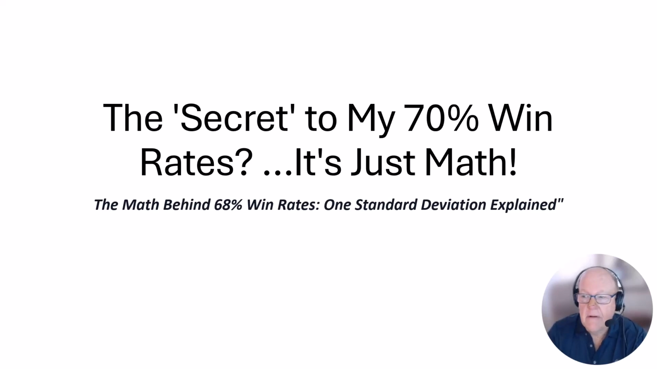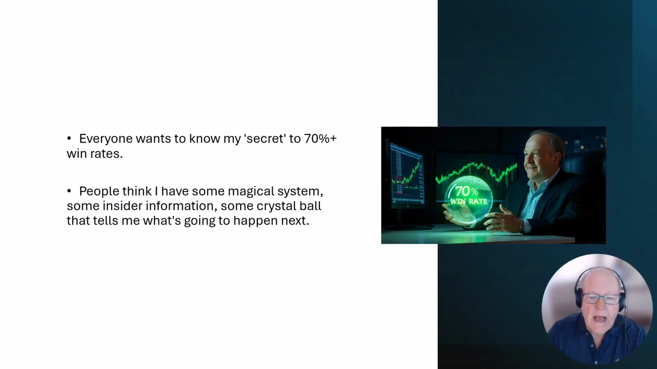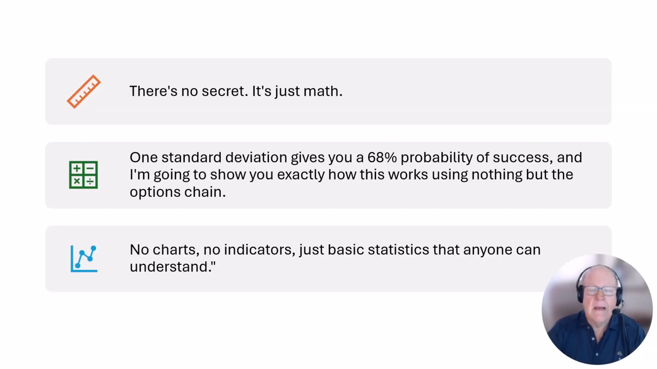Everyone wants to know my secret to 70% win rates. People think I have some kind of magical system, some insider information, or some crystal ball that tells me exactly what's going to happen next. But there is no secret. It's just the math. One standard deviation gives you a 68% probability of success, and I'm going to show you exactly how this works using nothing but the option chain.